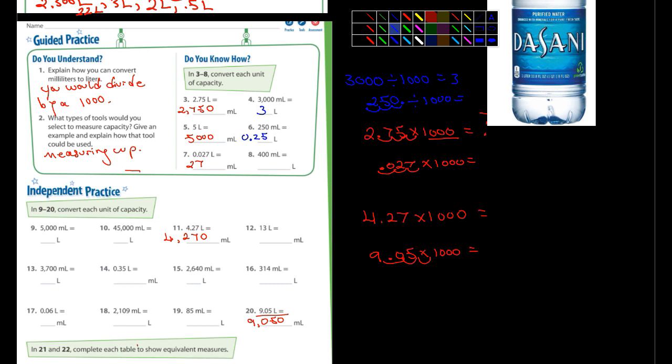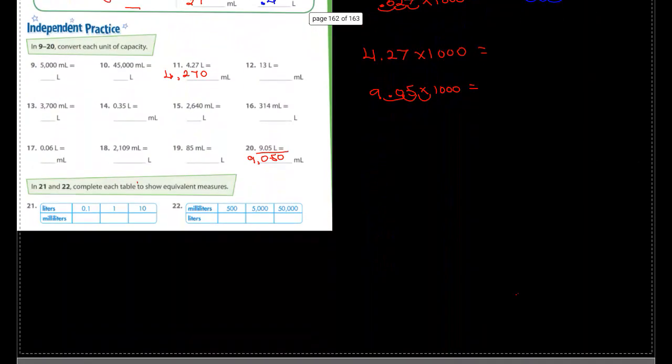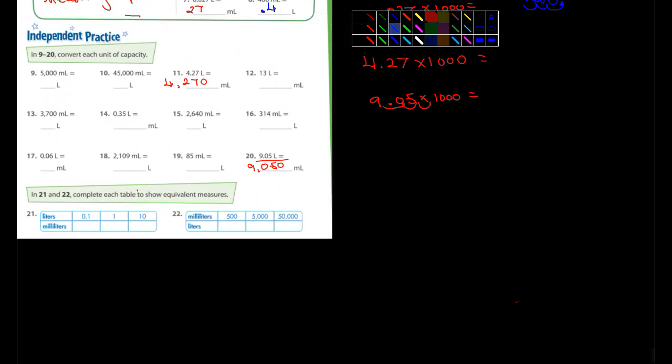How about number 8? What's 400 divided by 1,000? Where's the decimal in 400? Here's 400. It's right here. Move it 3 places. 1, 2, 3. So what is that? It's 0.4. Okay? 0.4. So, let me move down. I think you guys can do the rest of these on your own.